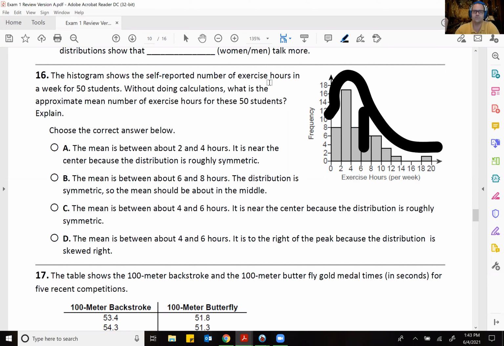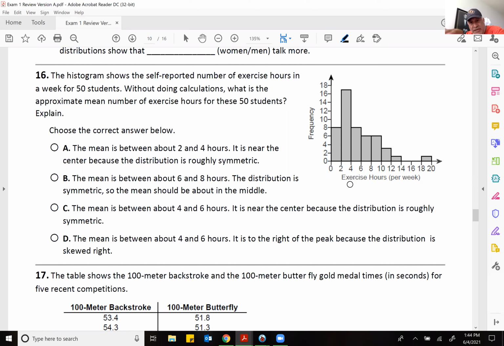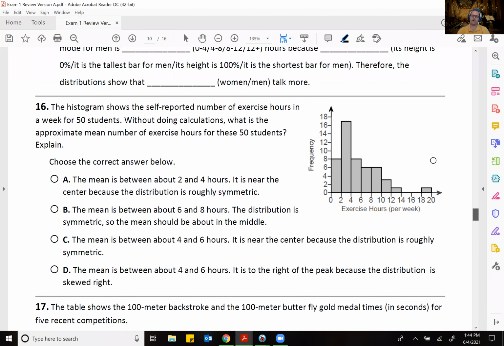Does that make sense? So the answer has to be D, because it is to the right of the peak because of the right skew. The definition of mean is the average of the exercise hours, correct? You got it. If I averaged all of these data points, that's the mean. But because of this outlier right there, it's making my mean higher than what it should be. I see.